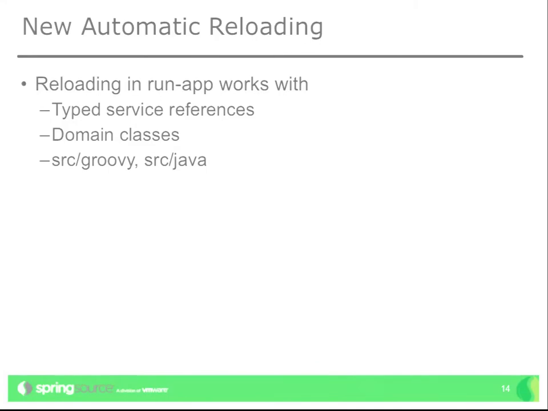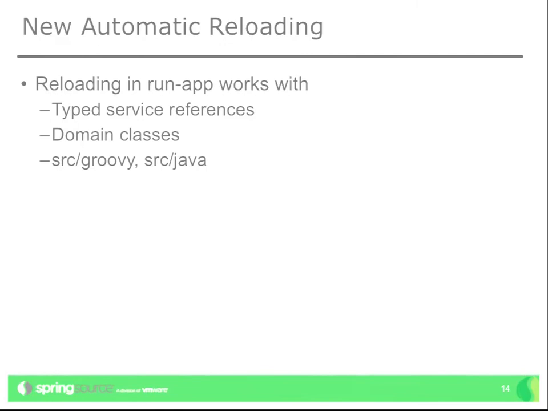and so there are things that we could not reload properly in Grails 1 that are now reloadable in Grails 2, and those include typed service references. So if you had a service in a controller, for example, if your reference to that service was typed as opposed to dynamically typed, if it was statically typed, then certain things would go wrong if we had to reload that class. But that's no longer the case in Grails 2. Typed service references reload just fine. Domain classes can be reloaded, and just arbitrary code that's under source Groovy and source Java can now be reloaded, which was not the case in Grails 1.